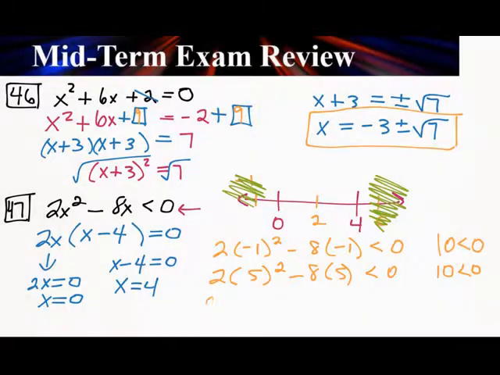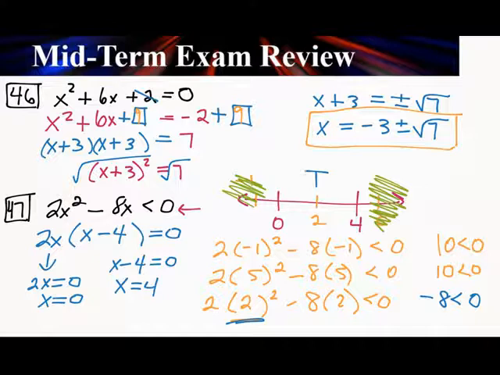For 2, I'm going to go 2 times 2 squared minus 8 times 2 is less than 0. So just watch out for PEMDAS. You want to square this first. That's going to be 2 squared is 4. 4 times 2 is 8. And 8 minus 16 is -8. Is -8 less than 0? Yes, that is true. So my answer is actually from here to here.